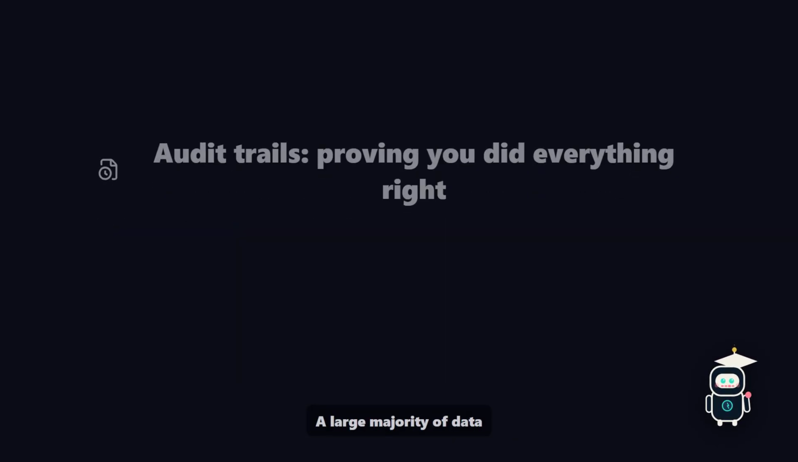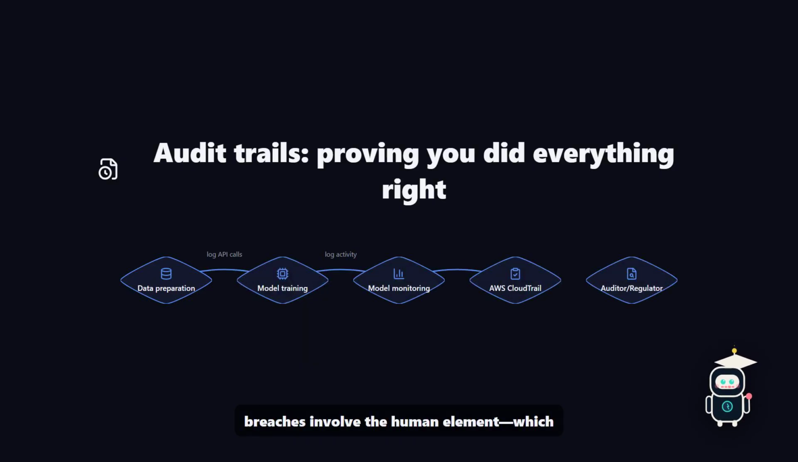A large majority of data breaches involve the human element, which is why auditable logs are non-negotiable. AWS CloudTrail logs API calls for key AI services, giving you visibility into data prep, training, and model monitoring activities. That audit trail proves to regulators that you followed best practices.